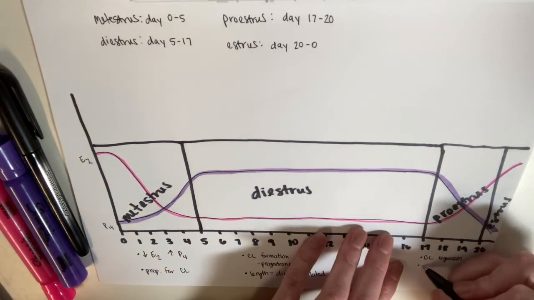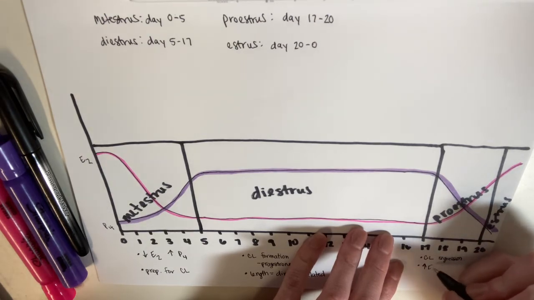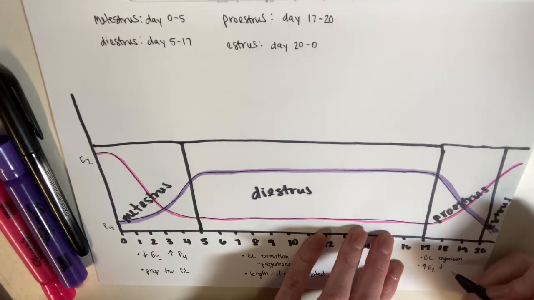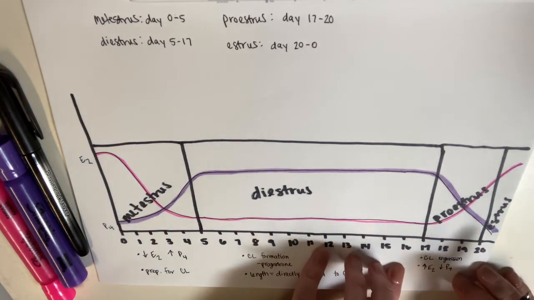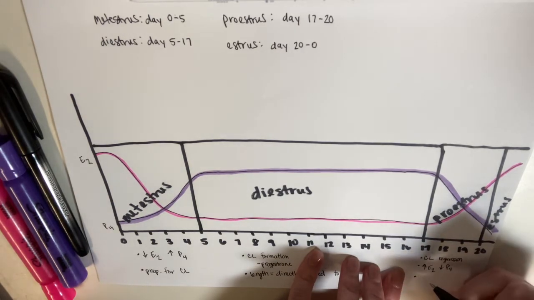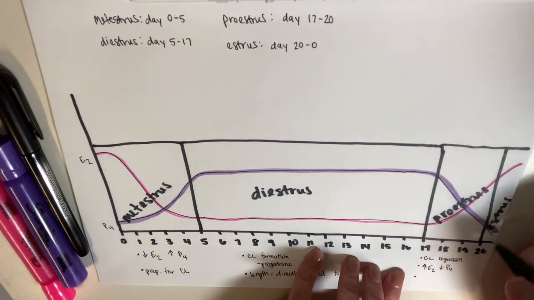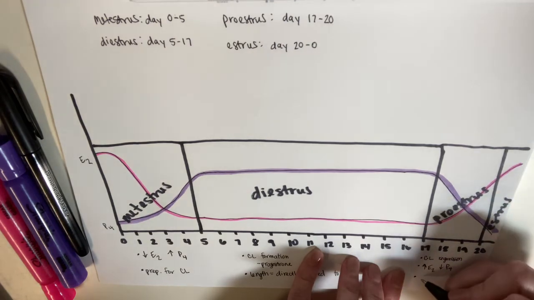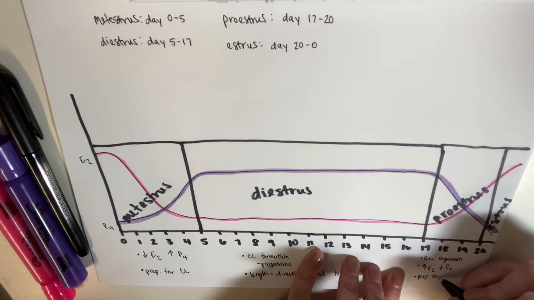So as we said, we're going to have an increase in estrogen or E2 and a decrease in progesterone or P4. So on top of this, during proestrus, we're going to begin prep for ovulation, which is going to occur in estrus.